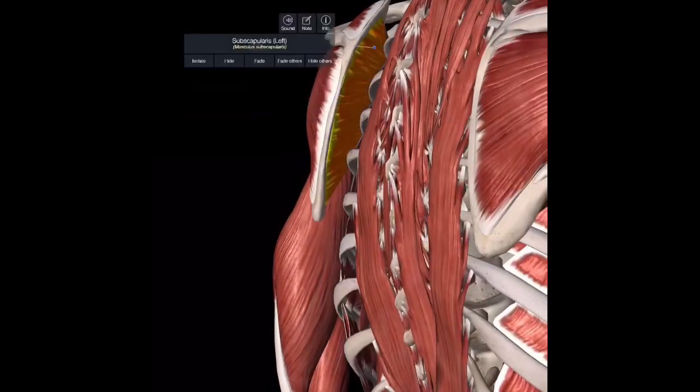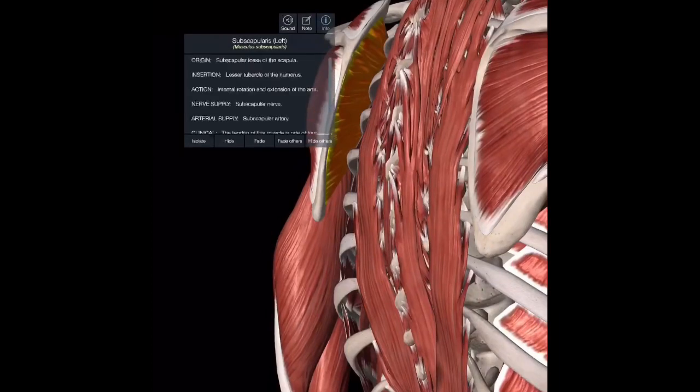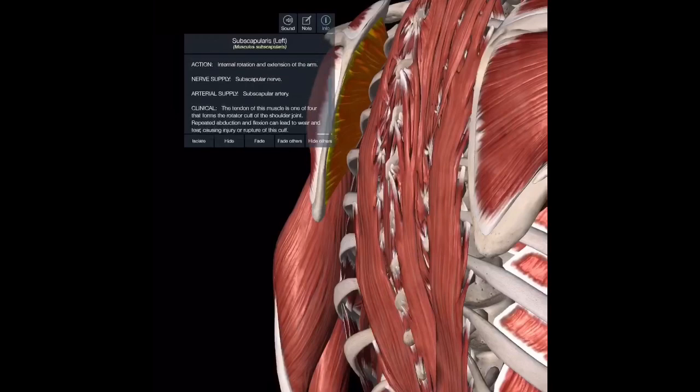Last but most certainly not the least, we will take a look at the subscapularis. The origin is the subscapular fossa of the scapula, the insertion, the lesser tubercle of the humerus, the action, internal rotation and extension of the arm. The nerve supply is the subscapular nerve and the arterial supply is the subscapular artery.